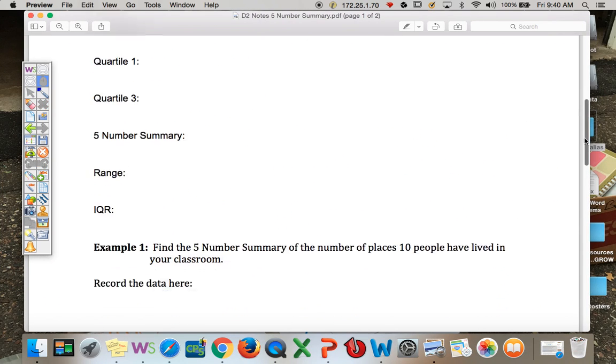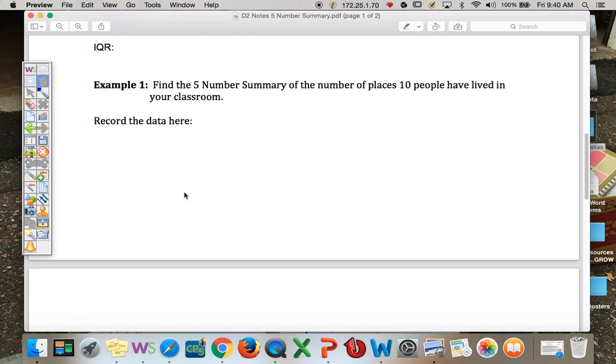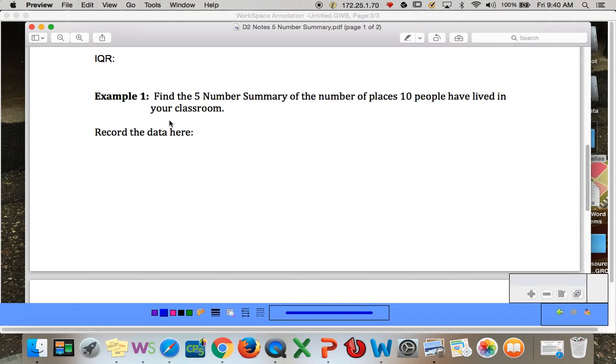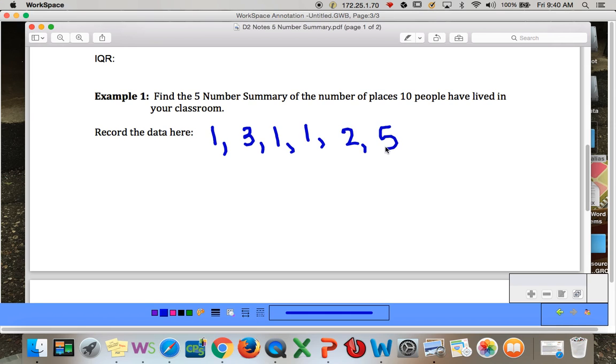The first example, find the 5-number summary of the places 10 people in your class have lived. So let's just make up some numbers here. Let's say one person has lived in one place, one person has lived in 3. Let's do 1, 1, 2, 5. Say someone has lived 7 different places. 2, 1, and 3. Okay, so first of all, you'll be given a set of data. And whenever you're looking at a 5-number summary, you'll want to put things in order.